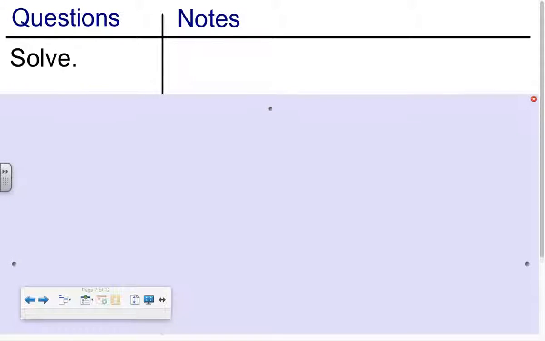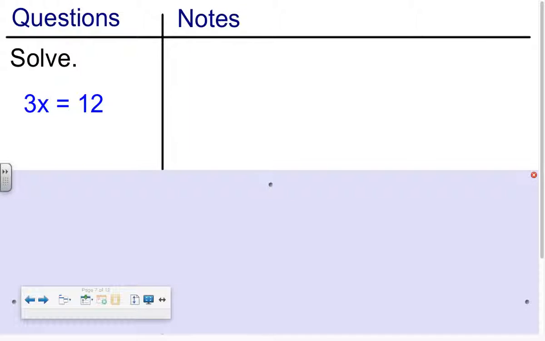All right, so we're going to jump right into our first example here. Solve 3x equals 12. So we need to isolate the variable, meaning we need to get x by itself. So I have to do the opposite operation in order to be able to do that. The 3 and the x are right next to each other, so that means they're being multiplied by each other. So the opposite of multiplication is division. So that means I need to divide both sides by that 3.